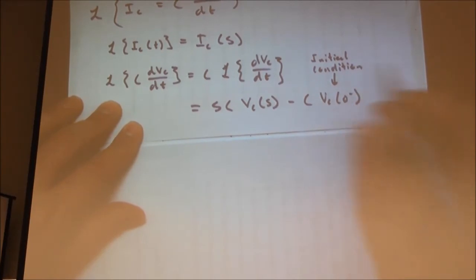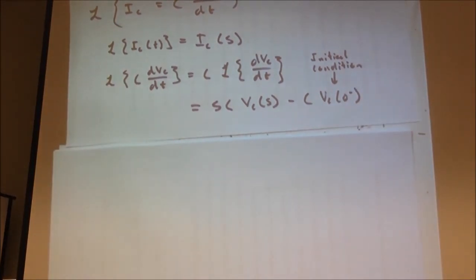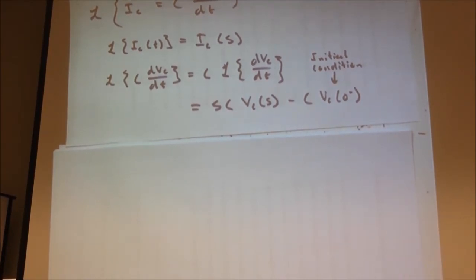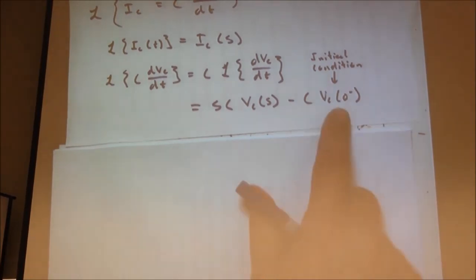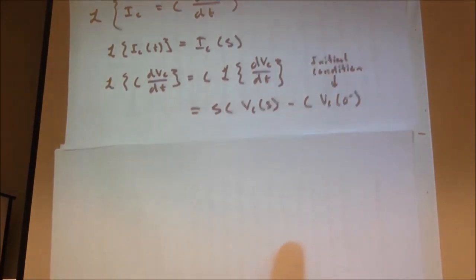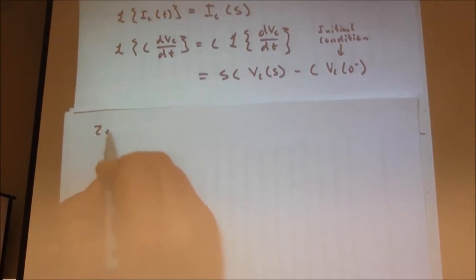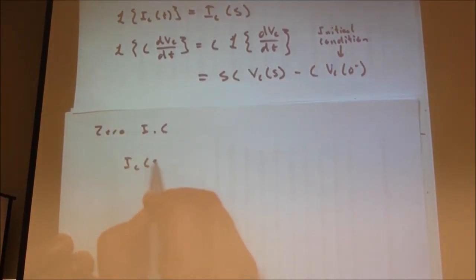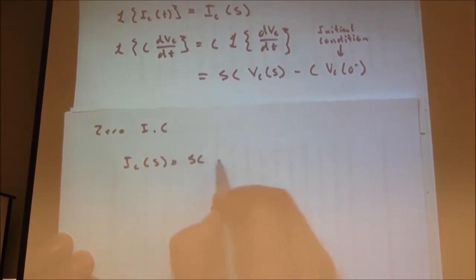That's the voltage at t equals 0 minus. We've seen that a lot. So that's 0 minus, just before things get interesting. If it's 0 initial conditions, this goes away. So we can recognize 0 IC. What are we left with? IC of S equals SC VC of S. What does that look like?